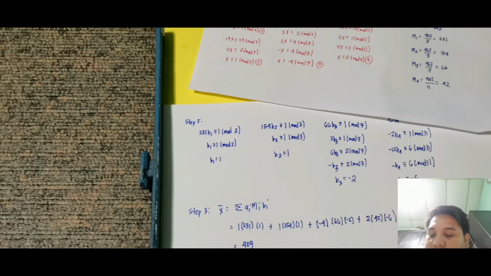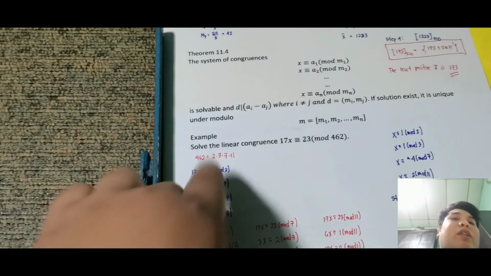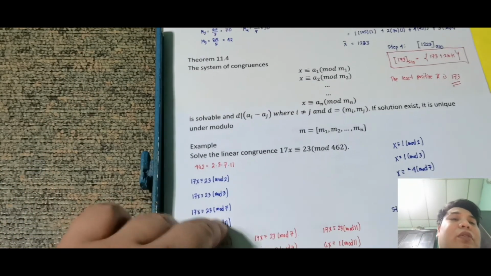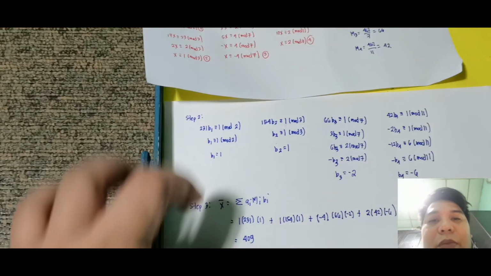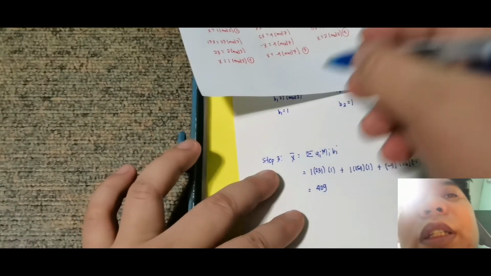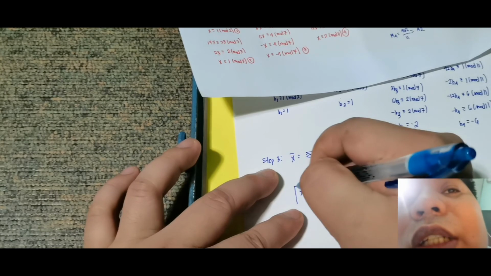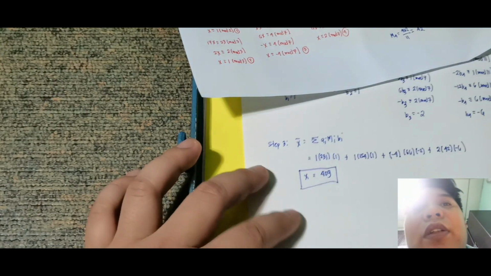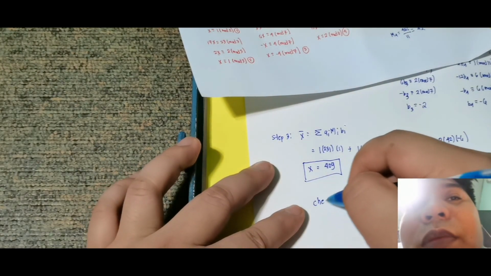Kung napapansin nyo, ang sagot natin totally dapat dito is 409. Pero since ito yung x sub i, ang hinahanap natin totally isa lang, hindi madami. Therefore, hindi siya basta x bar. Ito lang mismo yung sagot natin. This is the value of x. Ito lang kasi totally hinahanap natin. Kung checking, check nyo.